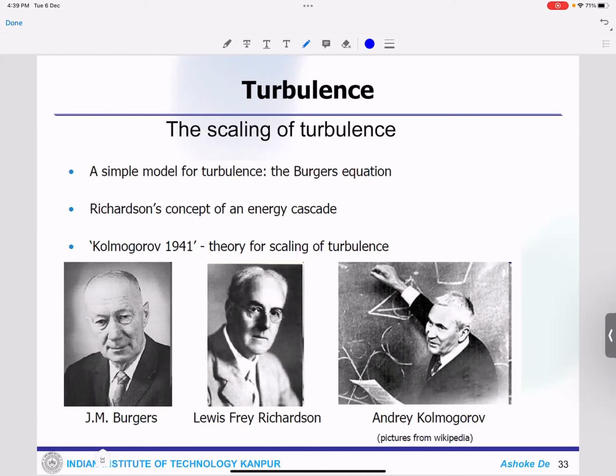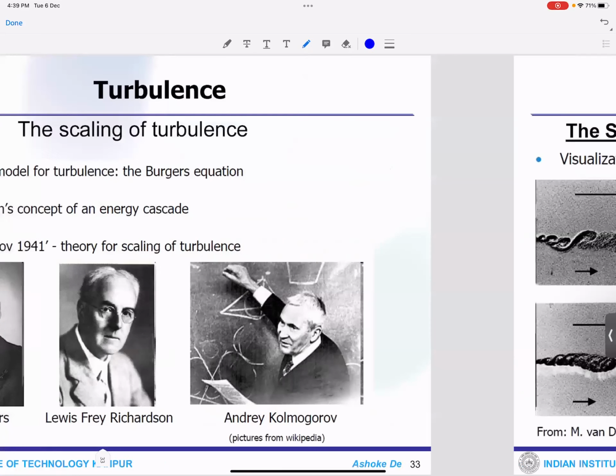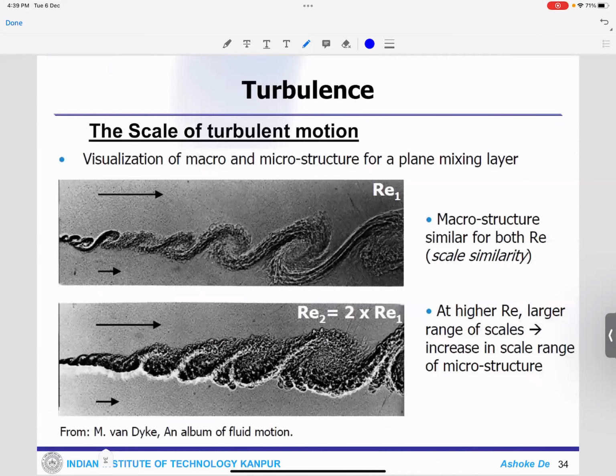And obviously on top of that, we have the energy cascade theory, and Kolmogorov came up with his theory in 1941. One of the things we talk about is scale similarity. If you see, there is a 2 times difference in the Reynolds number between these two Reynolds numbers. If you visualize the macro and microstructure of this mixing layer, there is a scale of this turbulent motion. When you increase the Reynolds number, the range of scales increases, but there is a similarity of the scales of the structure. This is called scale similarity.